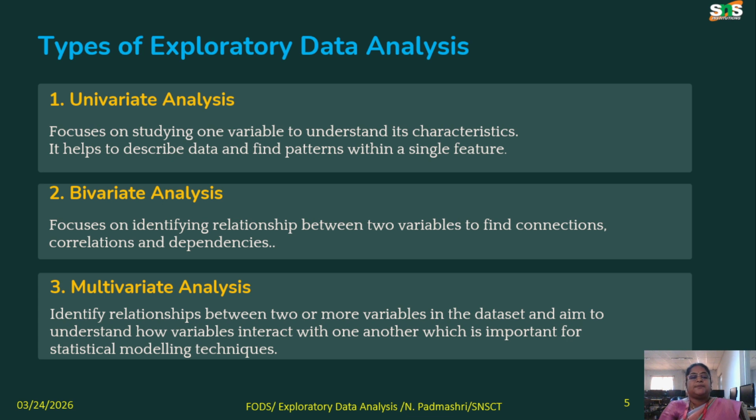There are different types of exploratory data analysis: univariate, bivariate, and multivariate analysis. Univariate, from the name, helps to describe and find the pattern of a single feature. Bivariate is two, so it identifies the relationship between two variables. Multivariate identifies relationships between two or more variables in the data set. These are the categories of EDA.